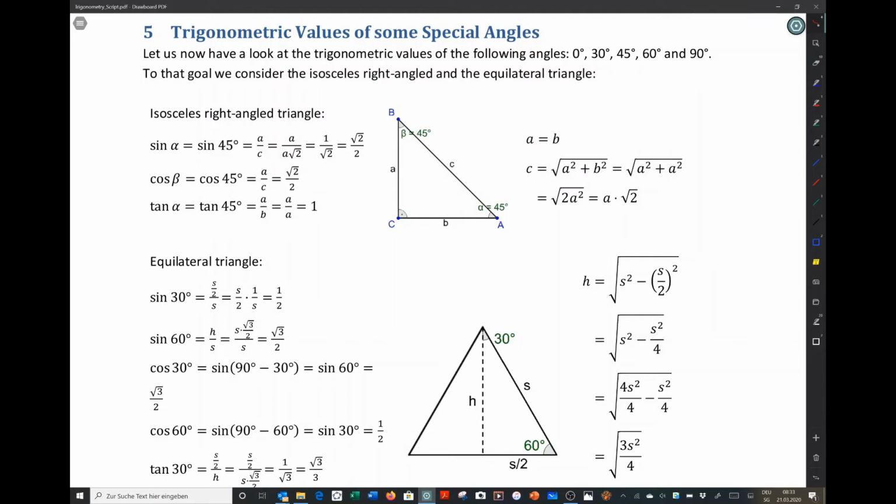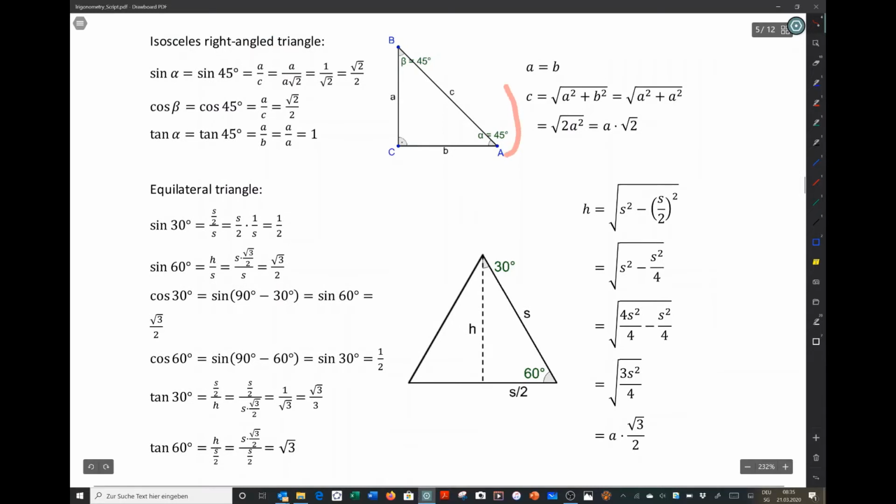In this chapter, we are going to find the exact trigonometric values of the angles 0 degrees, 30 degrees, 45 degrees, 60 degrees, and 90 degrees. Using the isosceles right-angled triangle, we find the trigonometric values for 45 degrees, and using the equilateral triangle, we find the trigonometric values for 30 degrees and 60 degrees. Study this on your own.